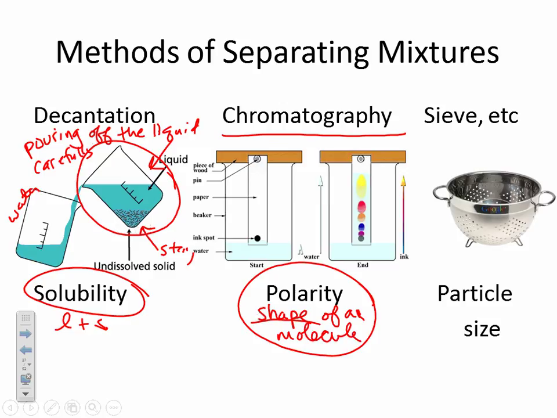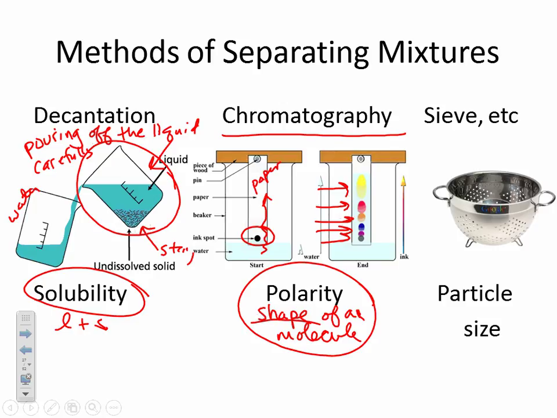But basically, if you've done paper chromatography before, where you put an ink spot on, this is our paper. You put an ink spot here, and then you put it in some water, and over time the water travels up the paper, and when it does that, it separates the ink, which is a mixture, into the different colors that the ink is made of, because the different colors have different shapes, and they track the water slightly differently. So chromatography separates on something called polarity.